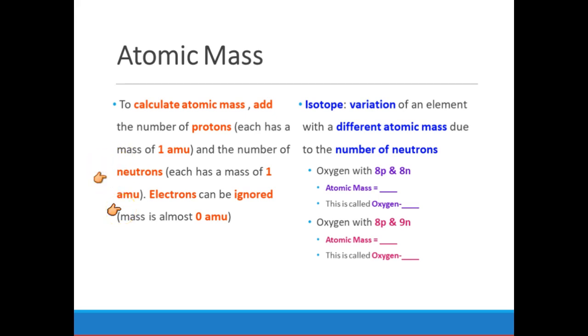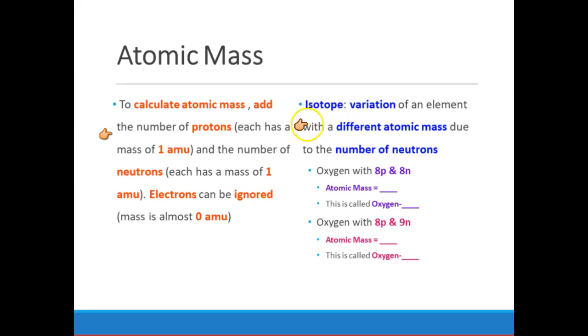Remember, all of our mass comes from that really dense, heavy nucleus. The electrons, which are floating around outside of the atom, can be basically ignored because they're almost massless. Their mass is basically 0 AMU, so we ignore the number of electrons. Smiley faces if that makes sense. What's floating on the outside of the atom doesn't matter. All that matters is what is in the nucleus, the protons and the neutrons.